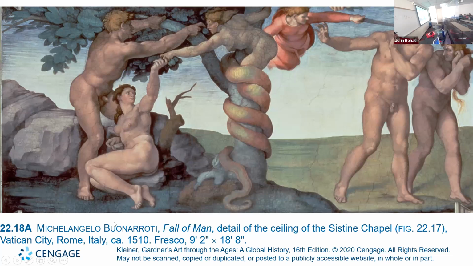Here's the fall of man. And this is what I was telling you about right next to the creation of Adam. This is Adam and Eve. They eat from the fruit. There's the serpent that tempts them with the fruit, and an angel comes down and casts them out of Eden.